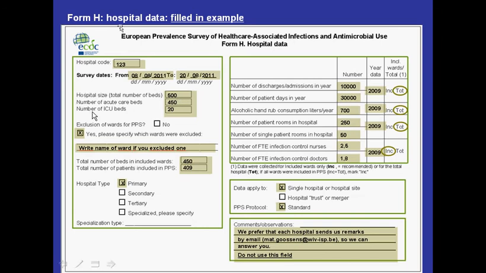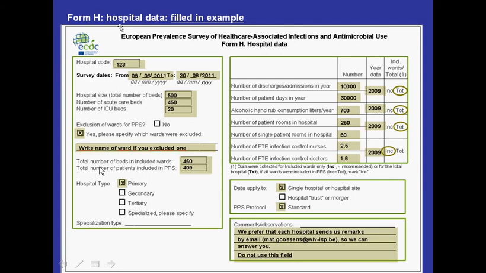Next you will fill in if you've excluded any wards. Some wards should be excluded, and the PPS protocol clearly describes this. For instance, chronic wards should be excluded. However, you may also choose to exclude certain wards, although this is certainly not the intention of the PPS. However, if you've excluded some wards that should be excluded, or you've excluded some ward that should not be excluded, in both cases you will mark yes, and then specify the names of the wards that you excluded. If you have not excluded any wards, then simply mark no.